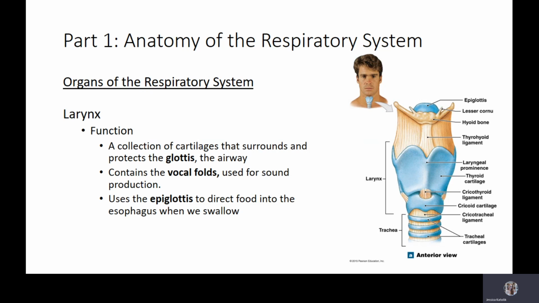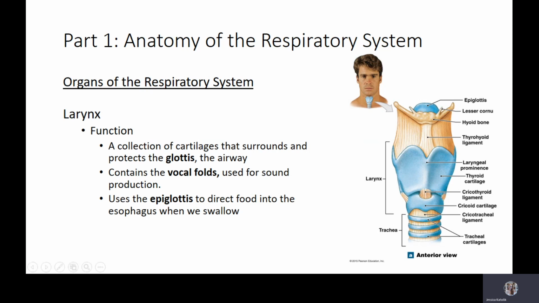So that's one function. A second function is that the larynx is going to contain the vocal folds or vocal cords. And these vocal cords are going to vibrate as air passes through and are responsible for sound production. In a few slides, we'll talk about this in a little bit more detail, and there will be an essay on sound production on your test.